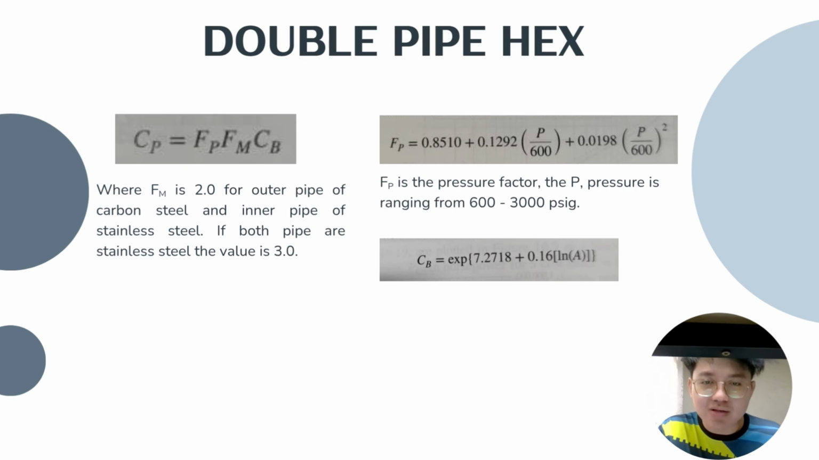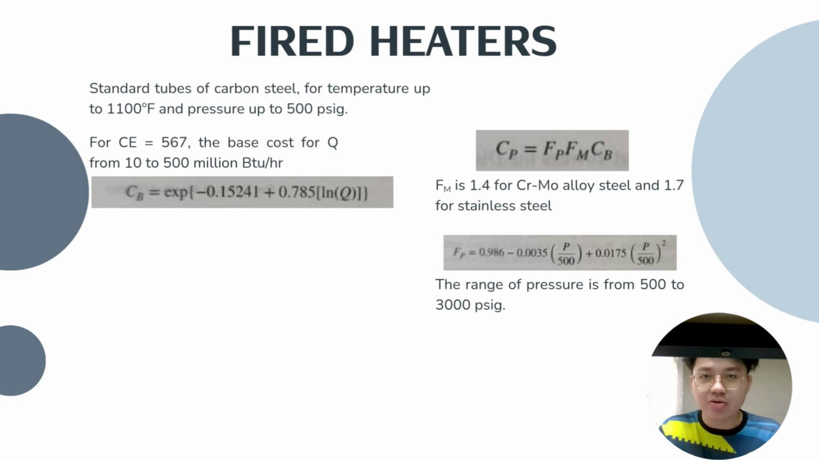Next, we are moving on to fired heaters, whose standard types are made of carbon steel for temperature up to 1100 Fahrenheit and pressure up to 500 psig. For CE equals 567, the base cost for Q is from 10 to 500 million BTU per hour. And these are the given equations for the CB. And the CP given is also the same as the previous example.